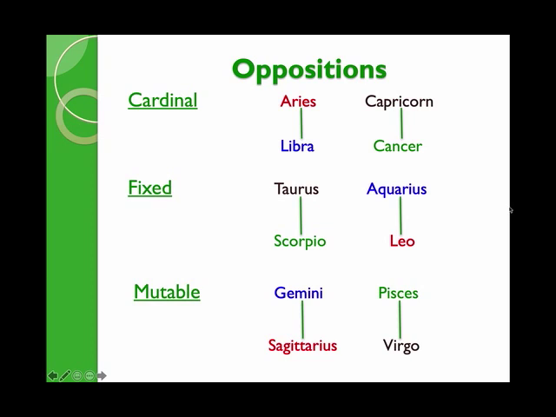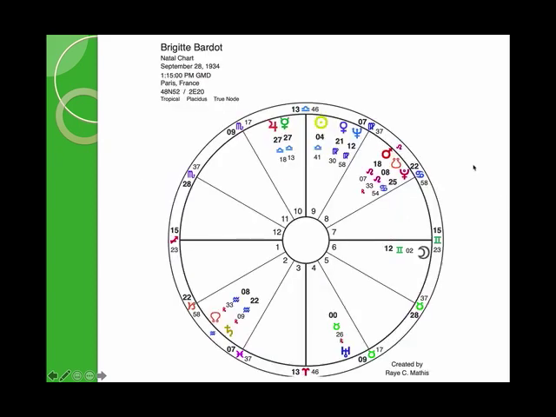If you're looking for oppositions and you're not sure about the signs, you can look and see if you have planets falling in those signs. This is Bridget Bardot. I don't know how many of you are old enough to remember her. She was an actress, I guess. Now we're looking for opposition, so we're going to be looking for planets that are kind of opposite each other, obviously, on the wheel. So we've got 3 planets as possibilities here.